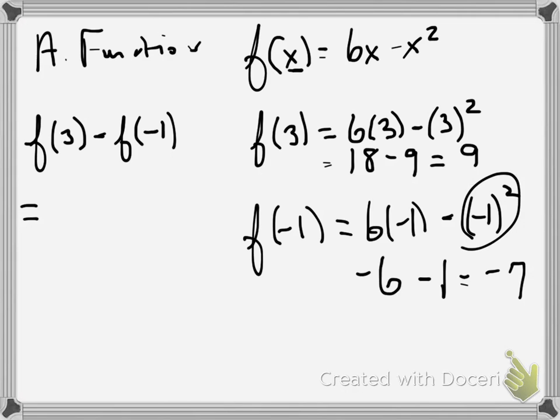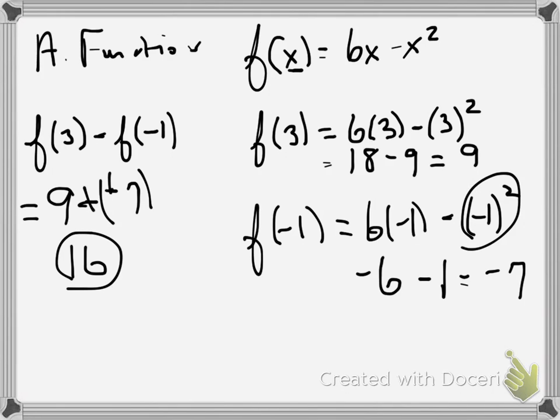Okay, so to actually do the problem, f of 3 is 9, so we'll replace that. F of negative 1 is negative 7, so we'll replace that. I'll put parentheses around it so we know which is the negative and which is the minus. But double negative really means it's like 9 plus 7, so f of 3 minus f of negative 1 is 16 for that function. Okay, but there's some other things that we can do with functions like this.